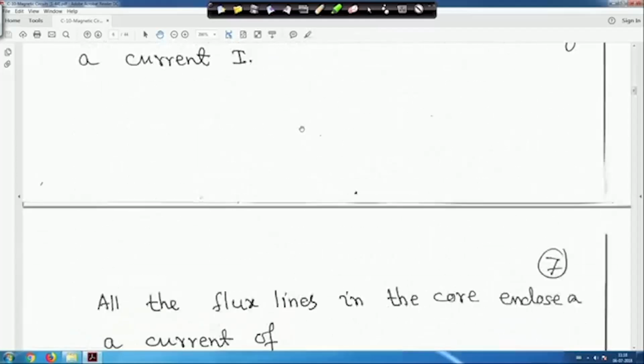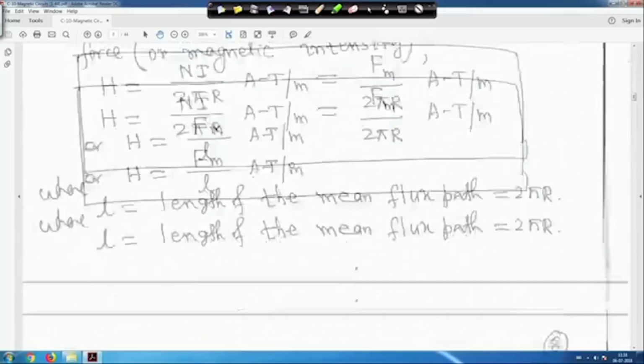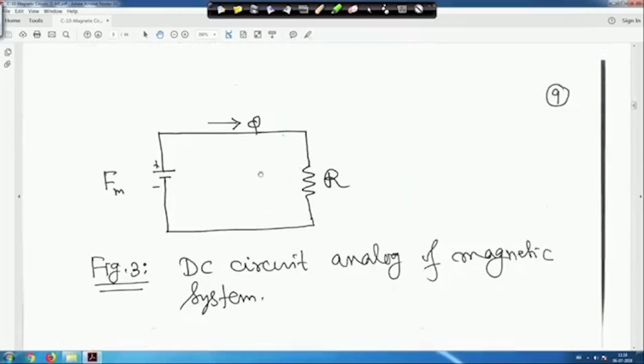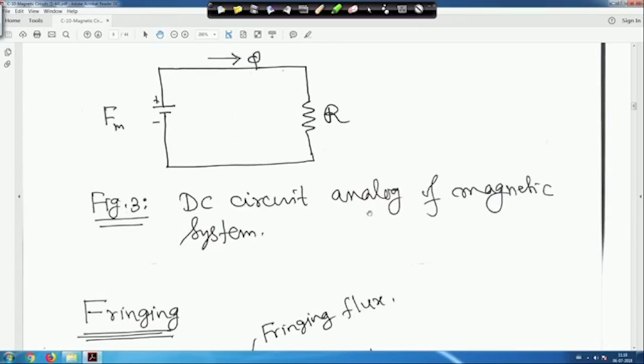So that's why this circuit is drawn analogous to your DC circuit. So here phi is equal to Fm upon reluctance. So this way you can draw the circuit. We will even see one or two problems on how to solve using this kind of circuit, right? So it is a DC circuit analogous of the magnetic system, right?